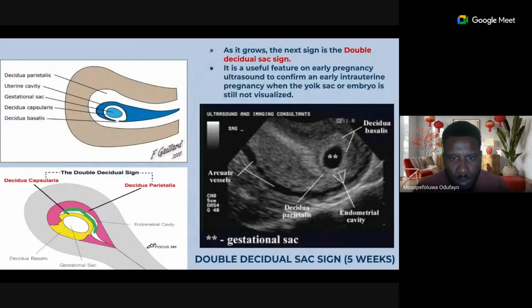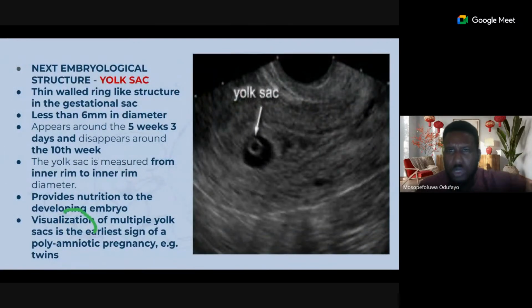First of all, the double decidual sac sign will be visible usually around the 5th week. The intradecidual sac sign will be present at 4 weeks, 3 days to 4 weeks, 4 days. Double decidual sac, around 5 weeks. So this is what you should be looking for if a woman tells you her last menstrual period.